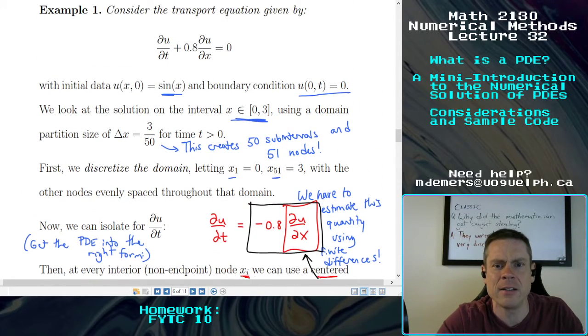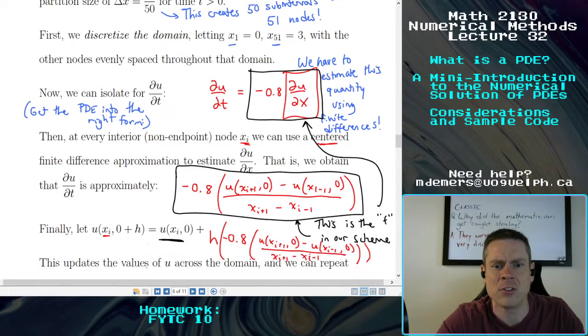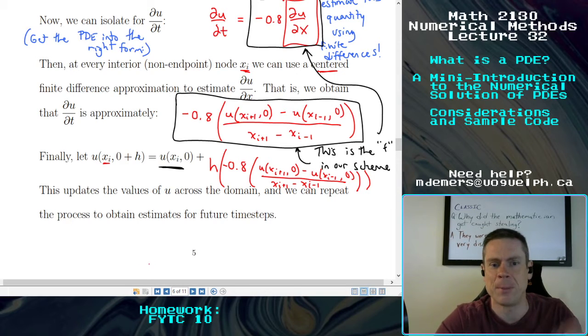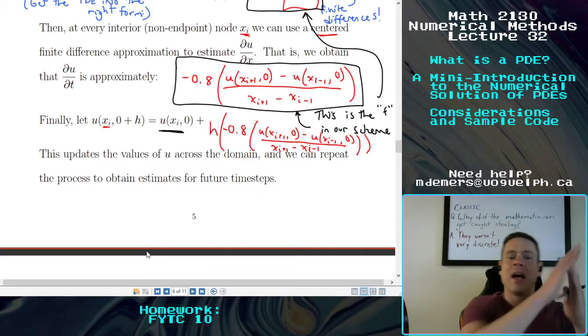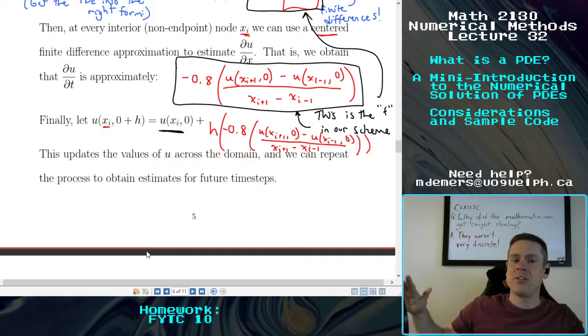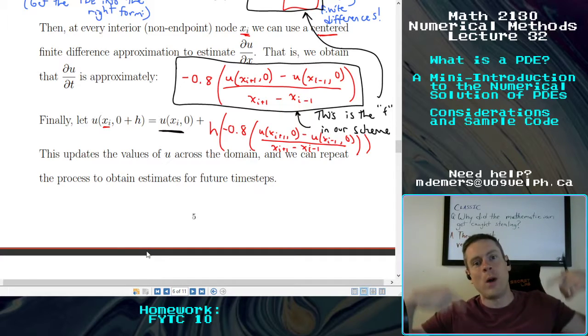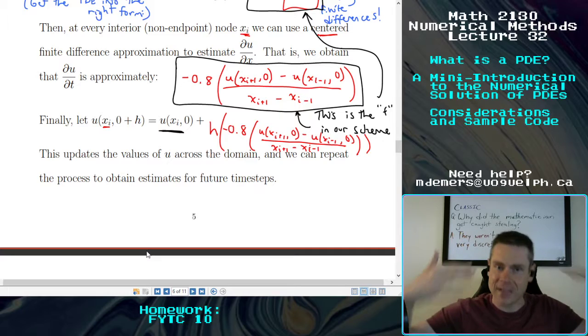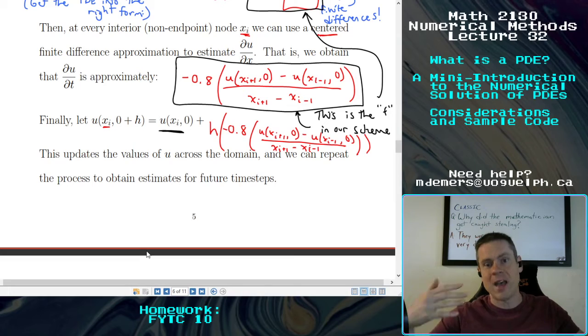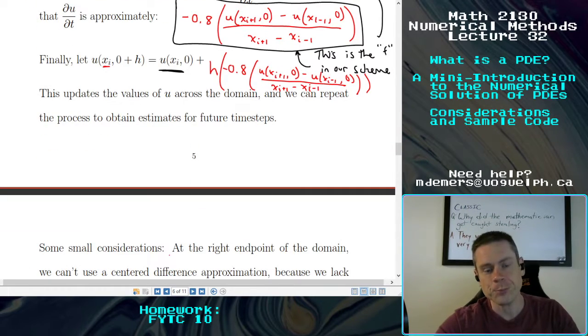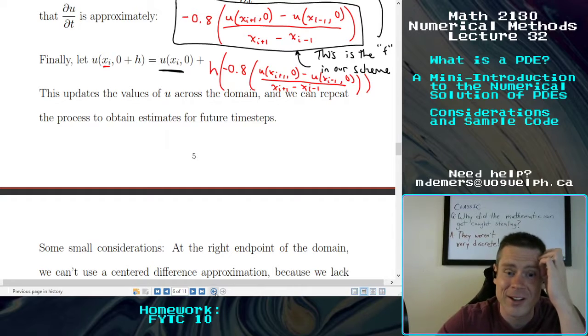And I didn't describe the h, but h is going to be some small step in time. Maybe it's like 0.01 or something like that. And this updates all of the different values of u, so I figure out what the best estimates would be at the next time step. That's going to create a new function, and we would use that as the new data to help continue the process. Okay, some small considerations.